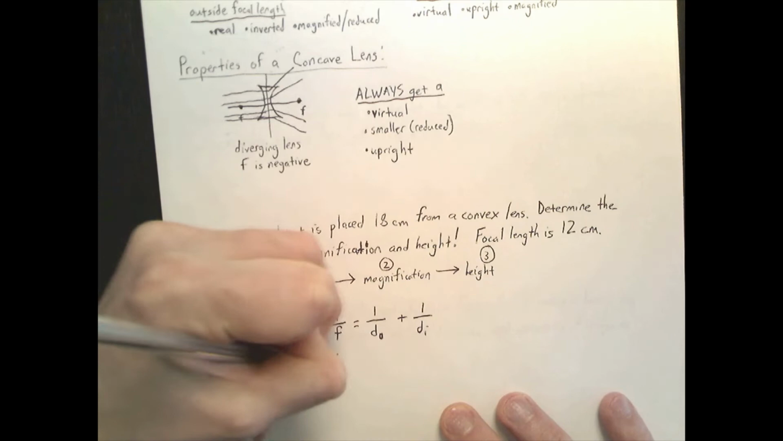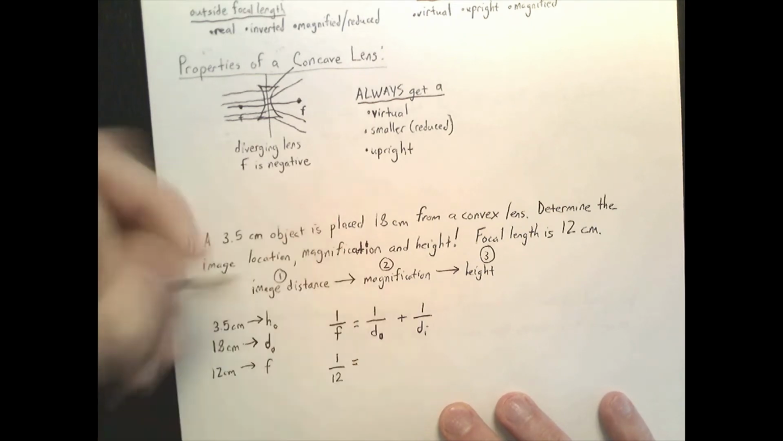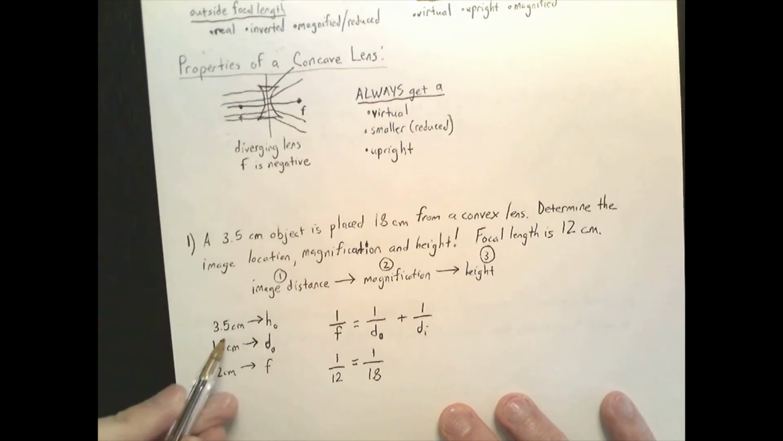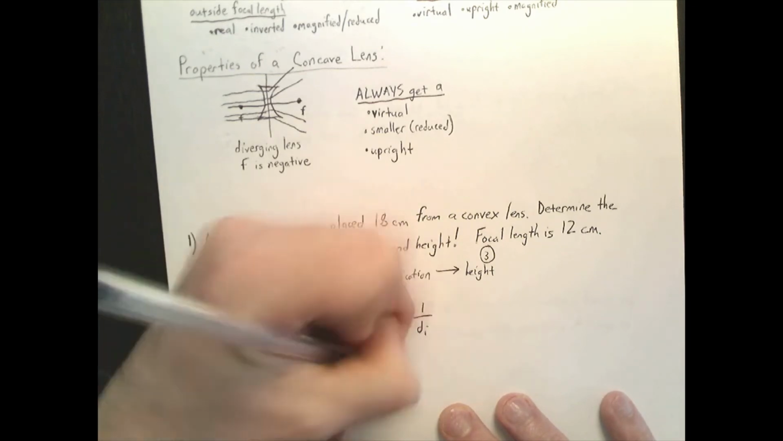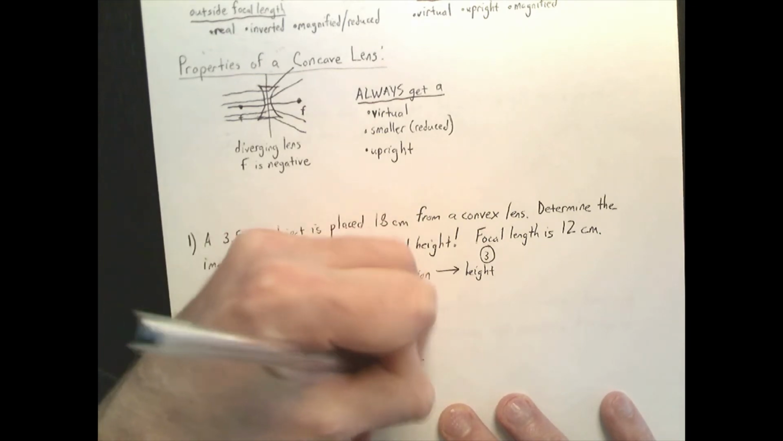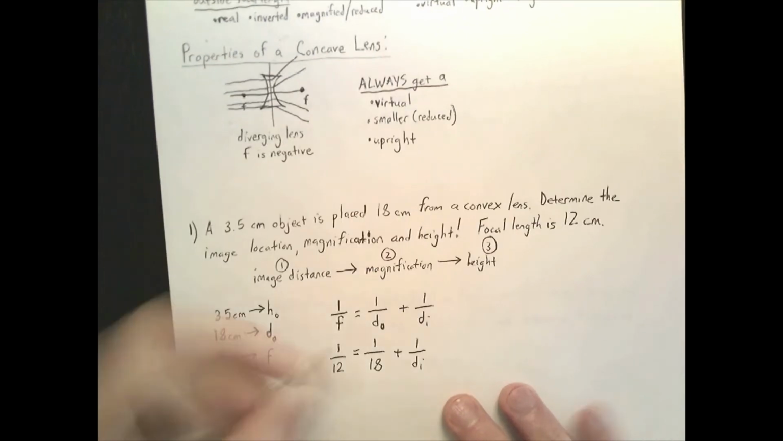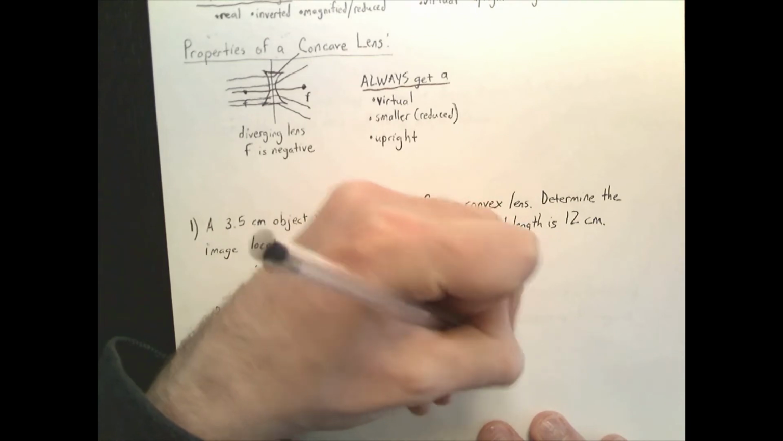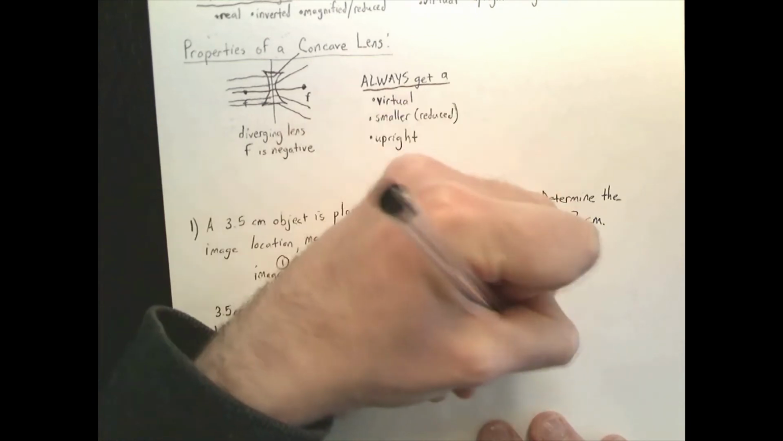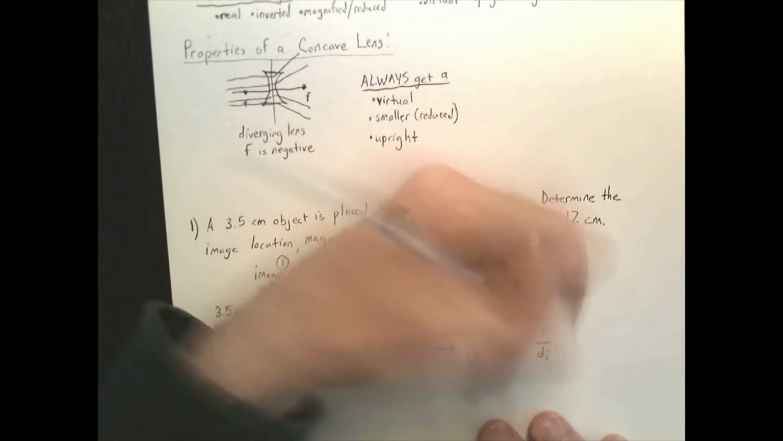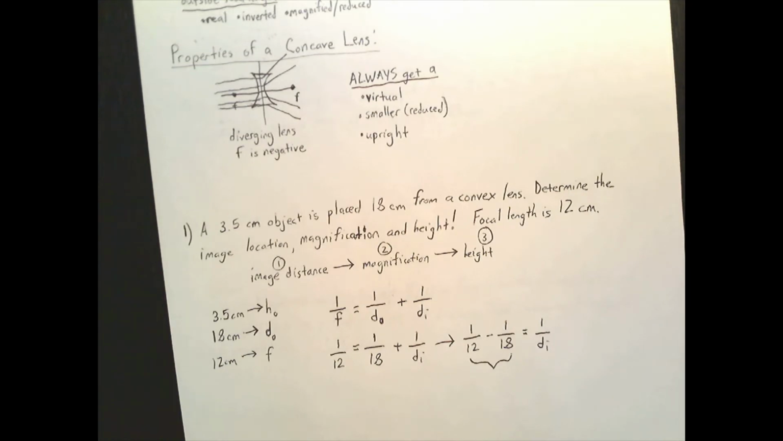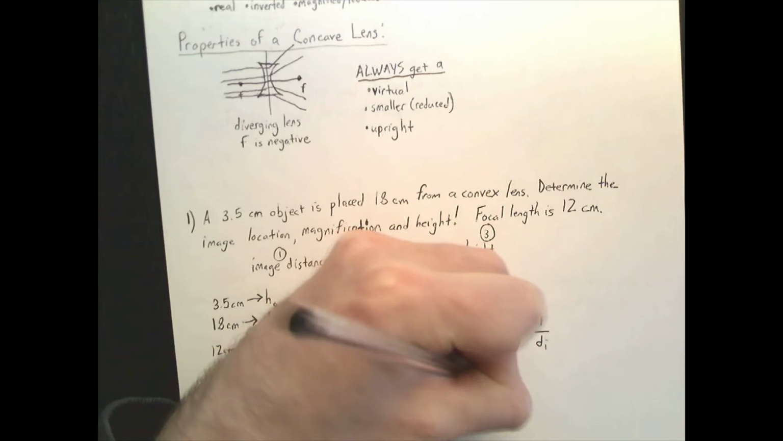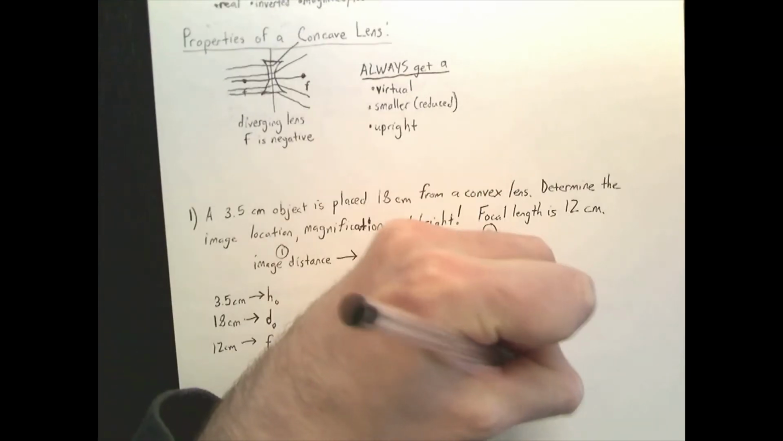So now we can plug in our numbers. We know we have 1/12 equals 1 over 18, our object distance. We're not going to use our image height or object height just yet. And that's equal to 1 over di. So I've got to rearrange this. We get 1/12 minus 1/18 equals 1 over di. So we plug those into our calculator and we get 0.0277 equals 1 over di.